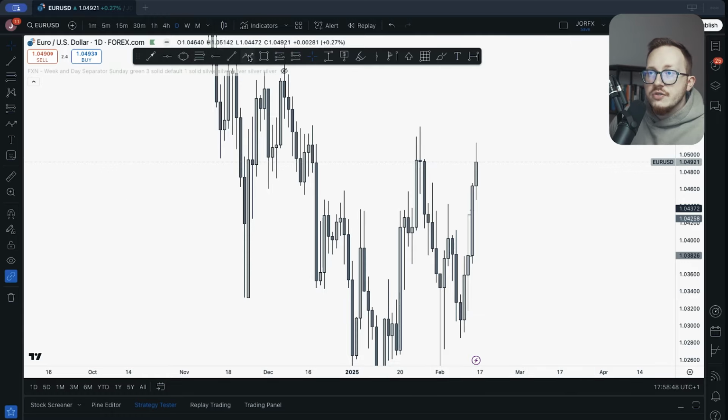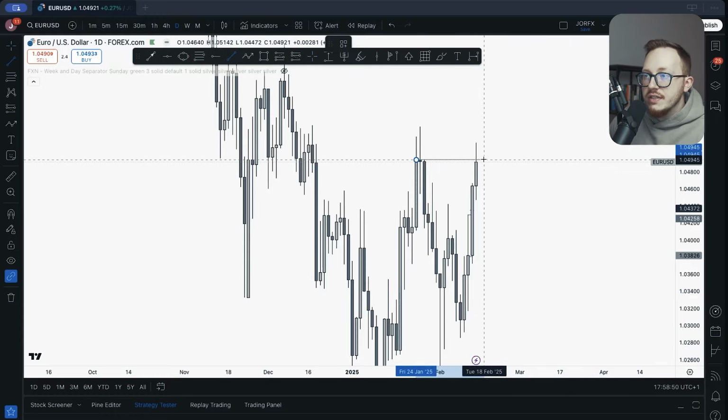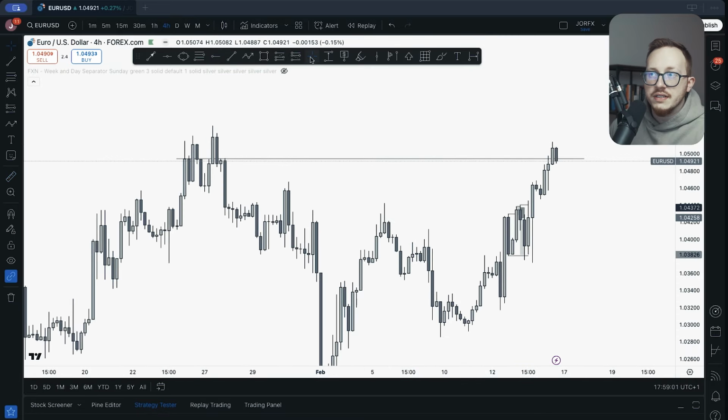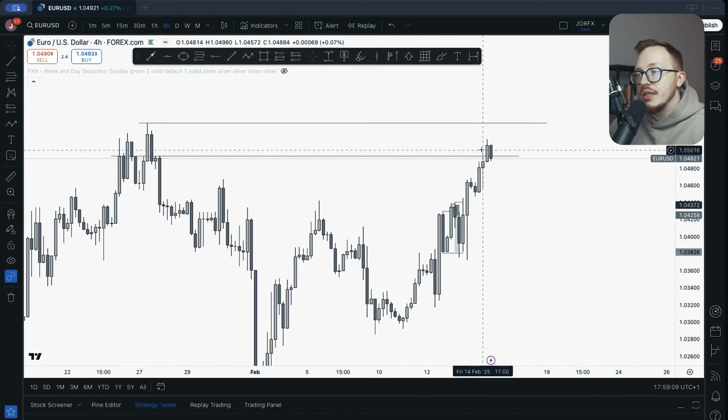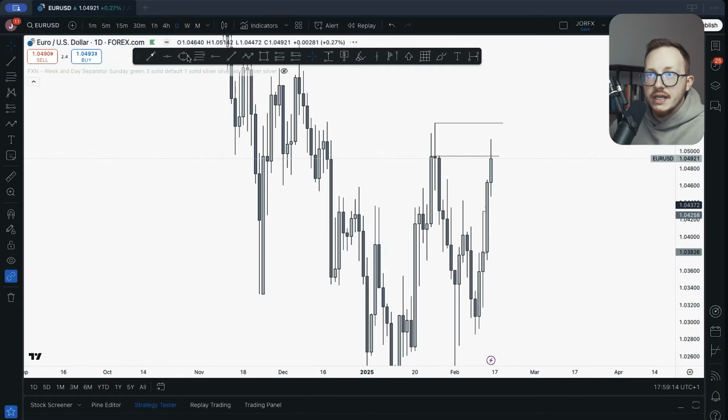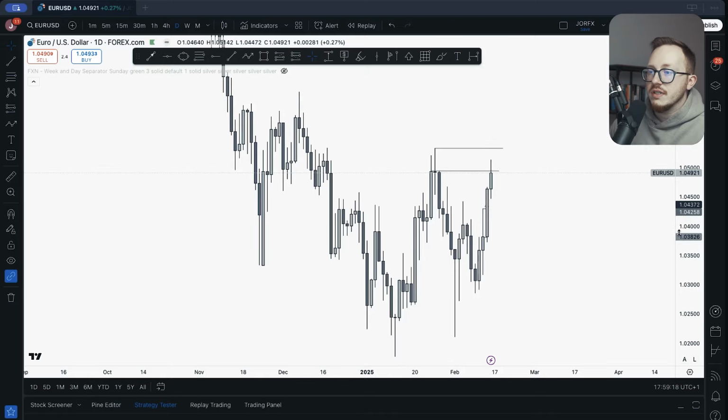So what is very interesting is that we've taken out this high right here, these bodies, and we're just piercing through it right now. The only thing that is left is basically that wick on the daily, and it is the high right here. So is it possible we get a reversal right here already? Definitely, right? We've taken out a daily high, or at least the bodies of them. So it's definitely possible we see something go lower right here.